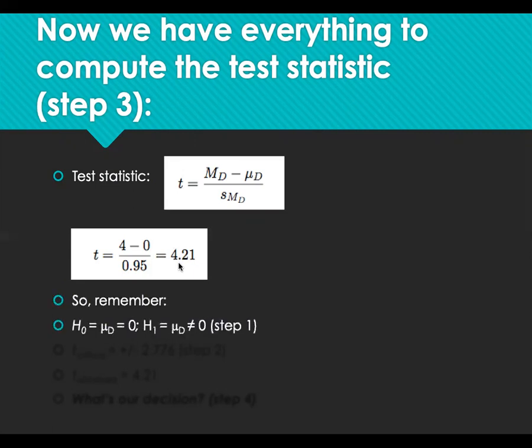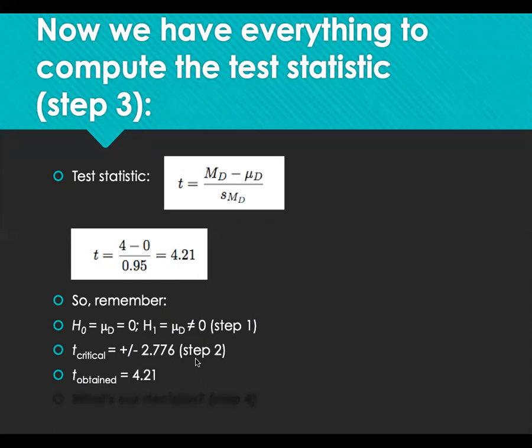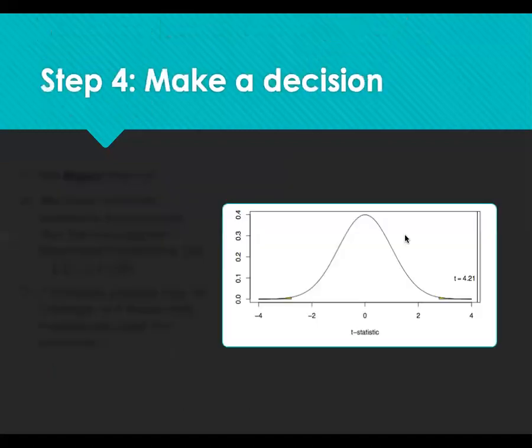So remember, our null hypothesis was that the population mean difference would equal 0, and our alternate hypothesis was that the population mean difference would not equal 0. We already looked up our T critical, which would be plus or minus 2.776. We've now got our T obtained, 4.21. And now moving on to our last step, what is our decision?